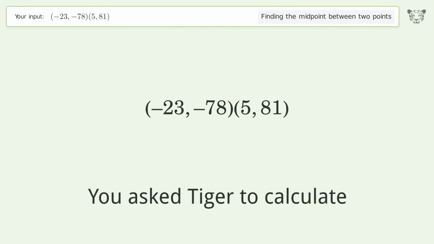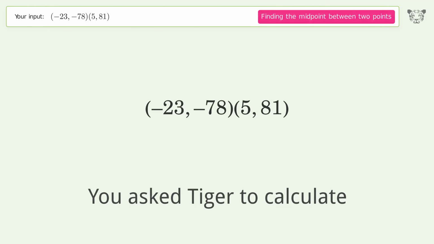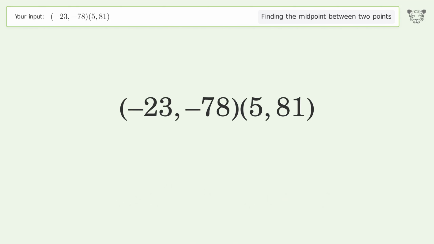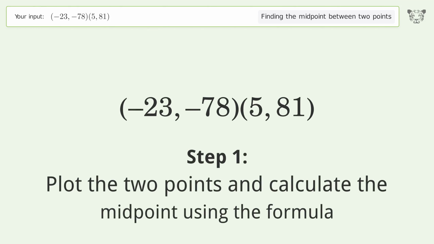You ask Tiger to calculate. This deals with finding the midpoint between 2 points. The midpoint between the 2 points is -9, 1.5. Let's solve it step by step. Plot the 2 points and calculate the midpoint using the formula.